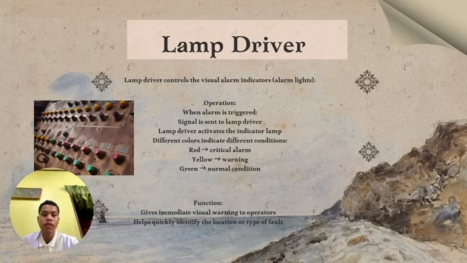Next we go to the lamp driver. The lamp driver is used to control the visual alarm indicators, the alarm lights. As we can see in this picture, we have three main colors: red, yellow, and green. When the alarm is triggered, a signal is sent to the lamp driver, and the lamp driver activates the indicator lamp. The different colors indicate different conditions: red for critical alarm, yellow for warning, green for normal condition. The main function is to give immediate visual warning to operators and help quickly identify the location and type of faults.